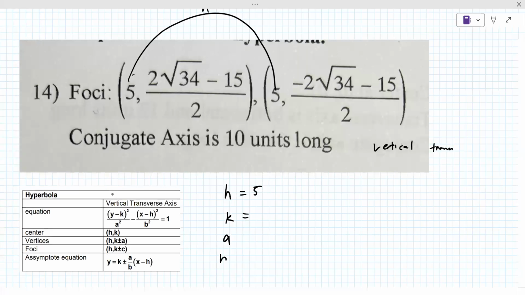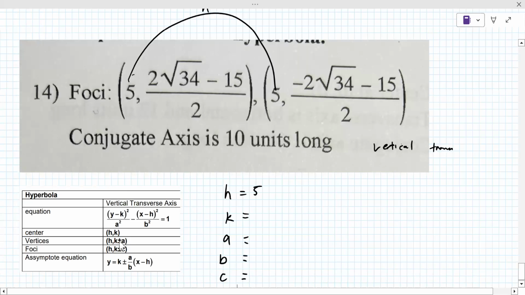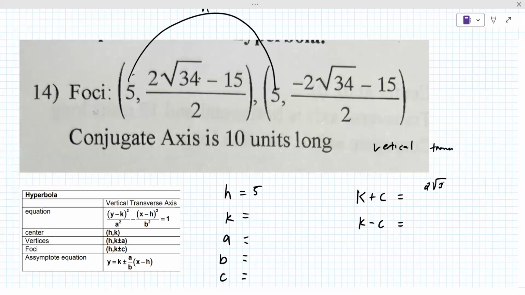a, b, and c. To find a, b, and c, one of those we're going to get from the foci equation. So the foci equation says k plus c and k minus c. And then sometimes it's, well, which one goes in the top? Which one goes in the bottom? You kind of got to look at the signs here. See how these ones on the right are both negative? That's going to be the smaller one. Since this one's positive and this one's negative, it's going to be slightly larger. So you're writing 2 square root 34 minus 15 over 2, 2 square root 34 minus 15 divided by 2.